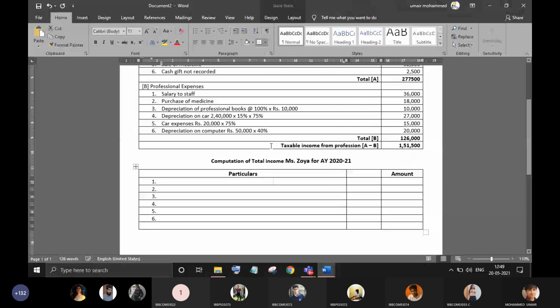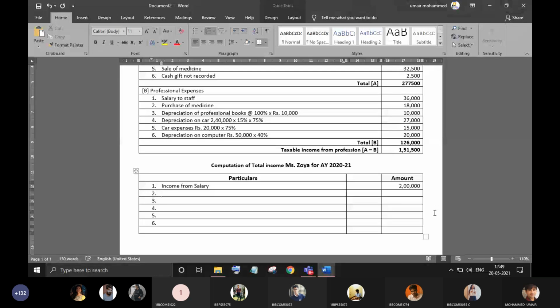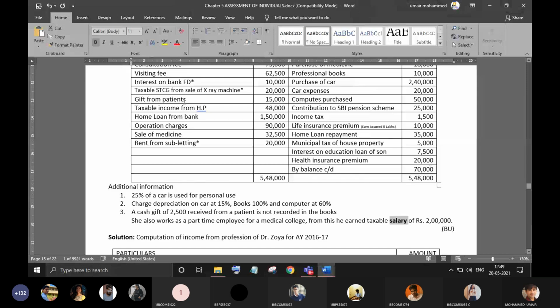First, salary. So income from salary is there in this question, as you can see here. He is working as a part-time teacher, lecturer in a medical college, and from this he has earned salary income of rupees 2 lakhs. 2 lakhs we will write down here. Property there in the question? The answer is yes. Here it is. Income from house property, 48,000.